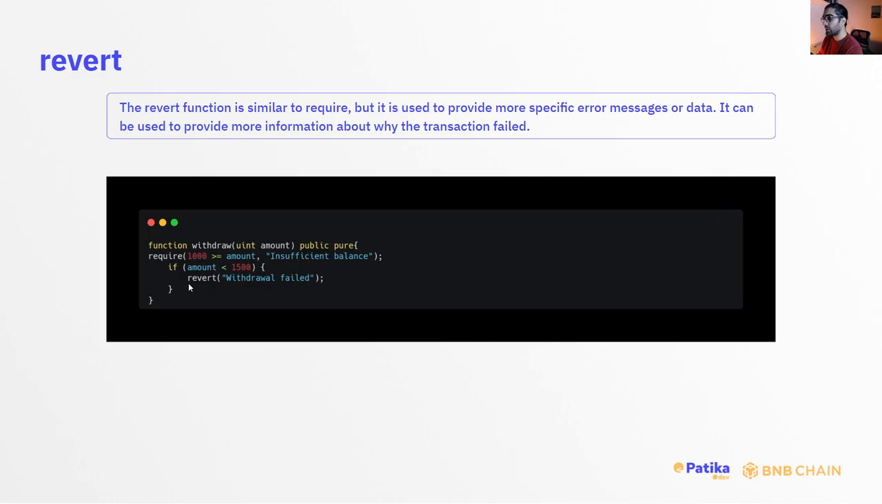You can also use require in the same function. It depends on what you want to do. For example, here we basically say that amount should be less than or equal to 1,000, and if it's not satisfying this condition, then we'll get "insufficient balance". So it depends on you. You can use them combined as well.